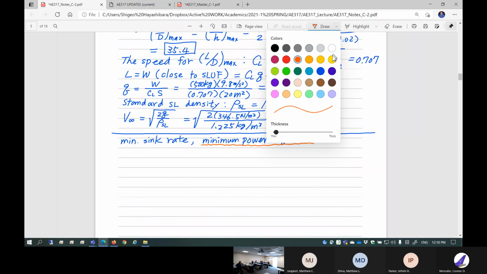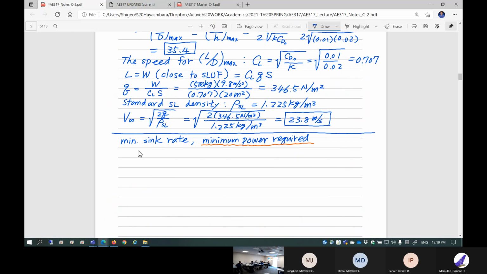What is the condition? Do you remember this? This is the point where 3 times CD0 is equal to K times CL squared. This is super important. I almost want you to memorize this. Memorize? You can memorize this, of course.